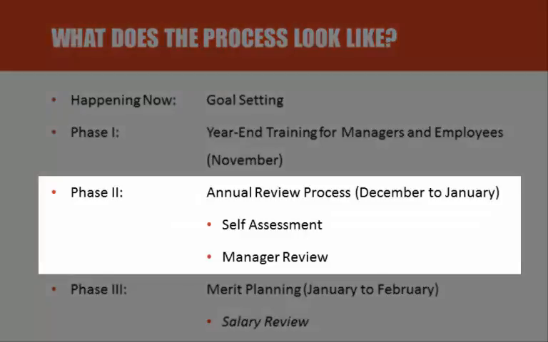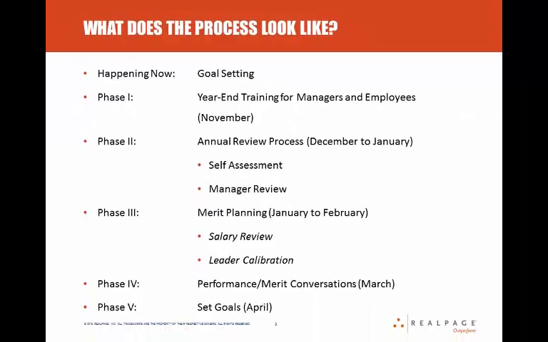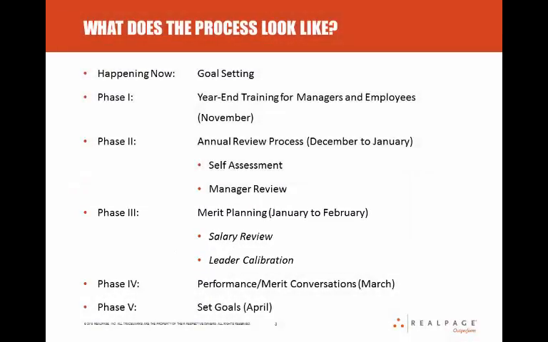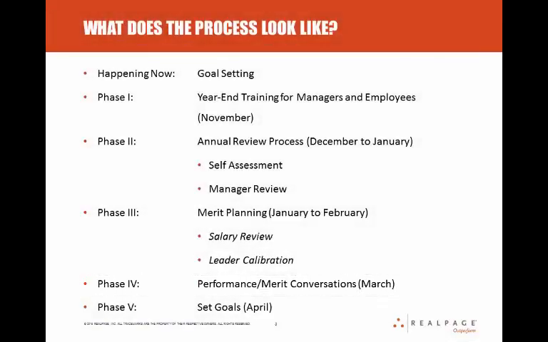At year-end, employees are strongly encouraged to complete the self-assessment and then send it to the manager for the final year-end review. Once scores are finalized, the merit planning process begins. While merits are not guaranteed, Phase 4 is completed in March and increases are reflected.